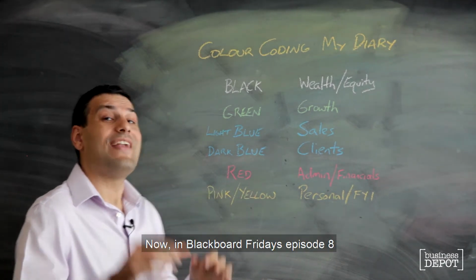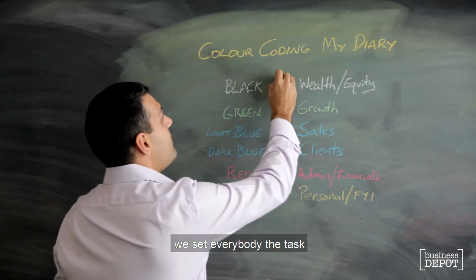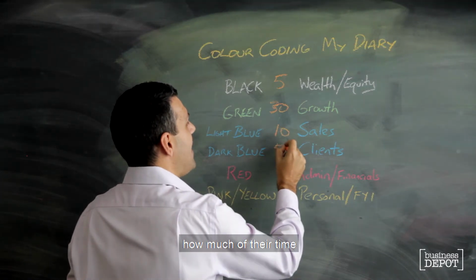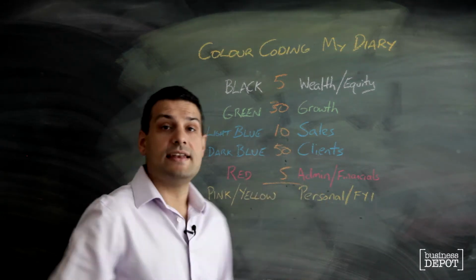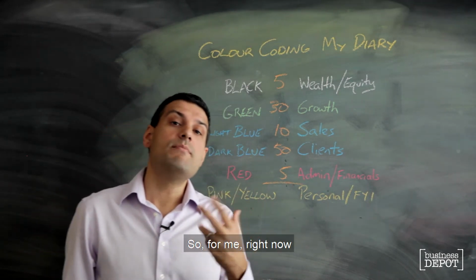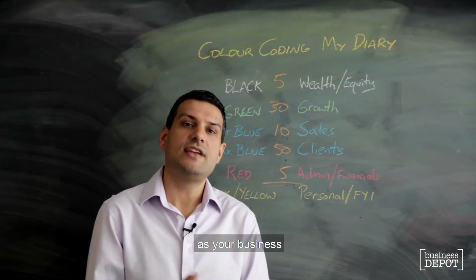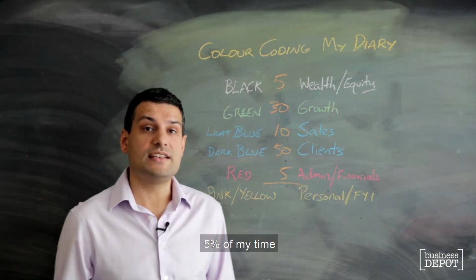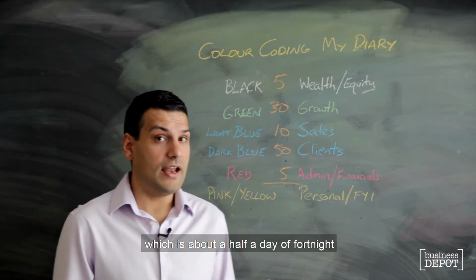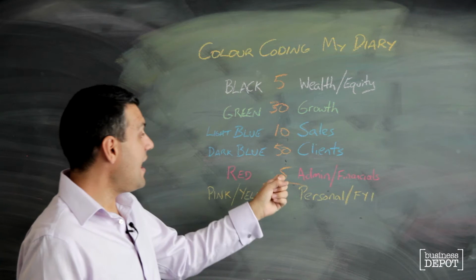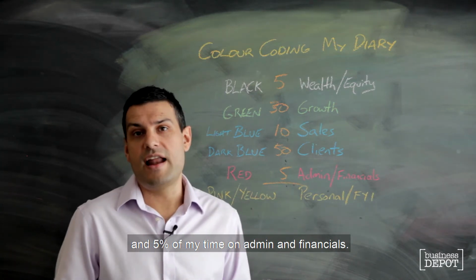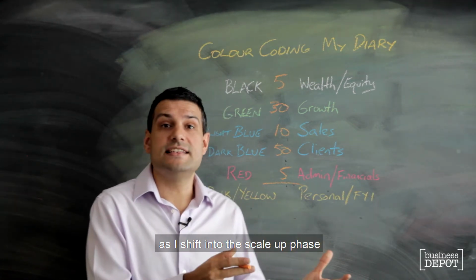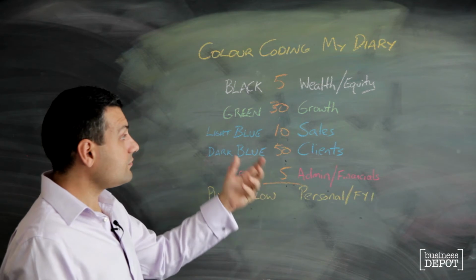Now in Blackboard Fridays episode 8, we set everybody the task of going through and determining exactly how much of their time they wanted to spend in each of those 4 areas. So for me right now, and this is something that can change as your business moves through its life cycle, right now I need to be spending 5% of my time, which is about a half a day a fortnight, on wealth building activity, and 5% of my time on admin and financials. They're humming along nicely. They're not a major focal point as I shift into the scale-up phase for business advisory.